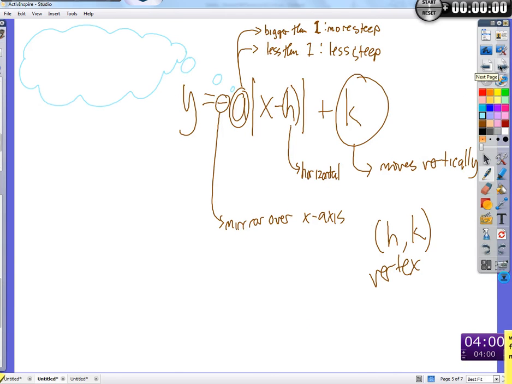So if we come over here, we can say that A, whatever A is, including the negative if there's a negative, I guess we could put a little circle around the whole thing. This little thing will be the slope of the right half. The right half of that V shape will be determined by whatever number is multiplied by the absolute value.